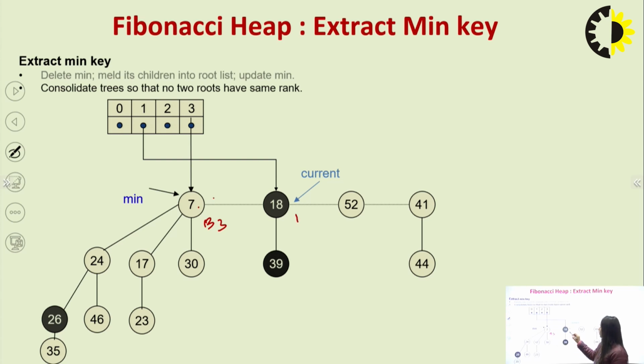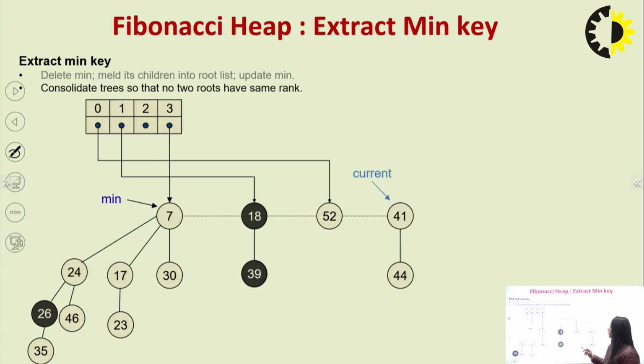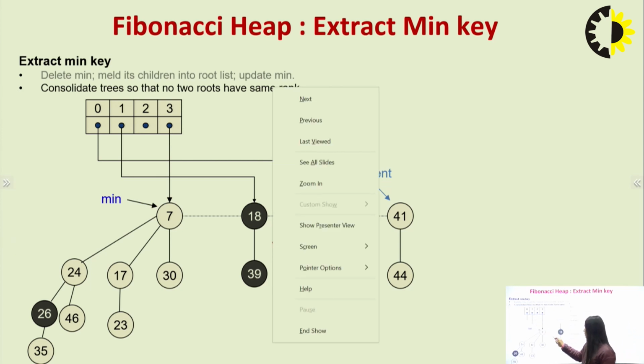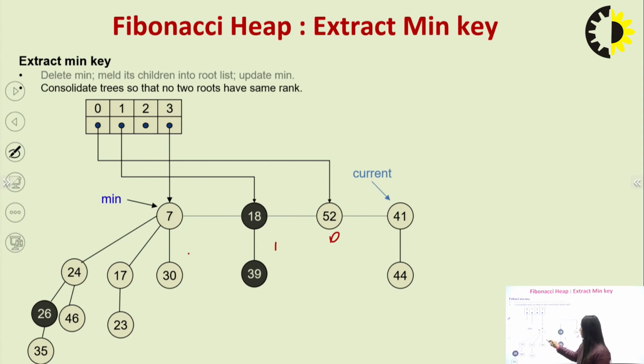Now its order is 1. Make a pointer. Fine. See, 52. Make a pointer. It's 0. It's 1. And its order is 3. No issues. And its order is 1.